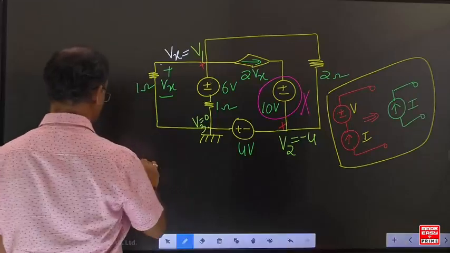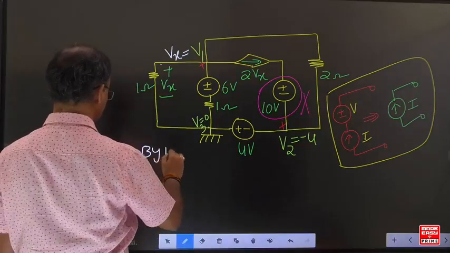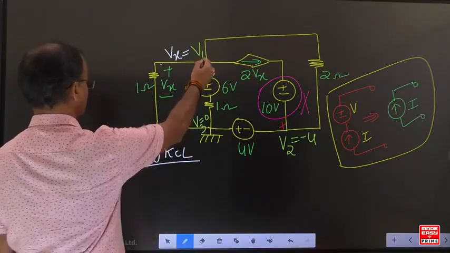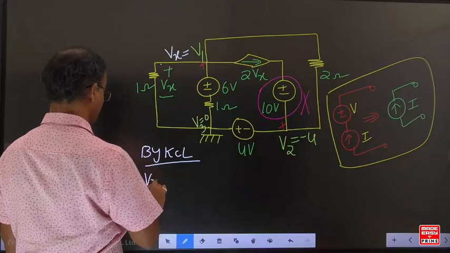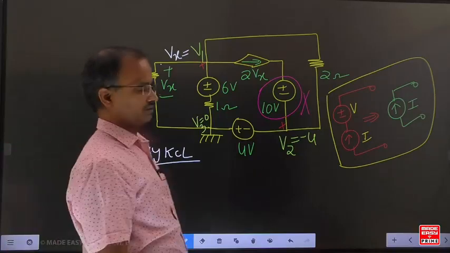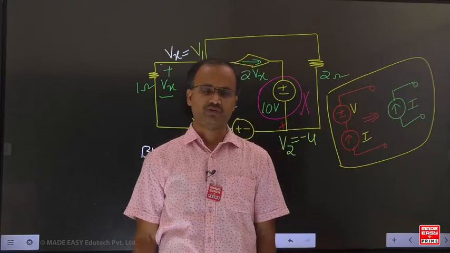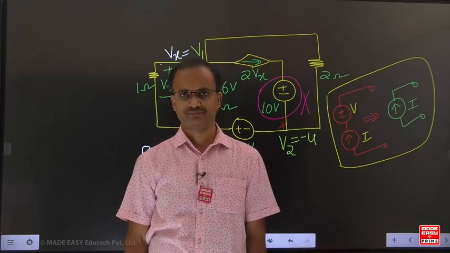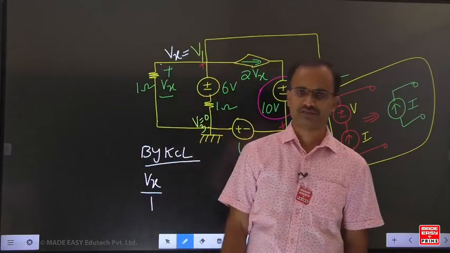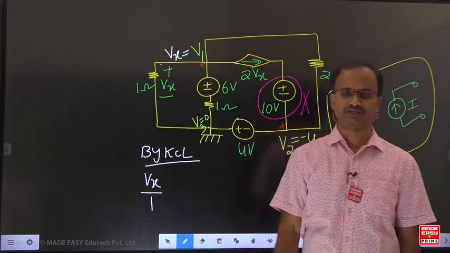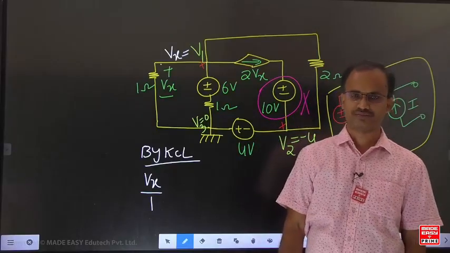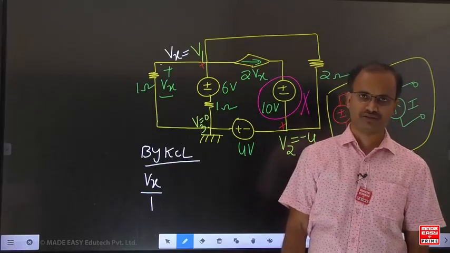If I write the KCL equation at this point, by KCL, चेक करो जी. What do you write this? Vx by 1. हमेशा नोड इक्वेशन लिखते समय assumption क्या है? Node voltage is greater when compared to all other voltages. From that assumption we write the equations.